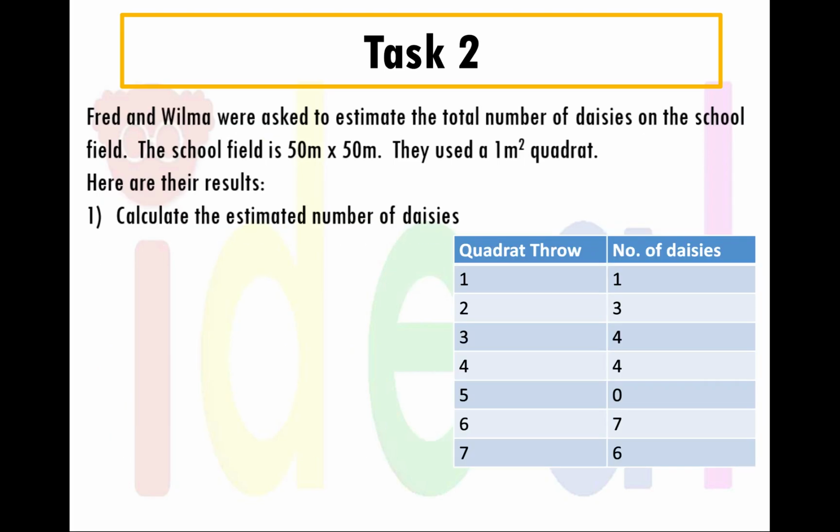So, taking everything that I've said up to this point in the video into account, I want you to have a look at this question. It says, Fred and Wilma are asked to estimate the total number of daisies on the school field. The school field is 50 metres by 50 metres and they use a 1 metre square quadrat. Here are their results. So we've got 7 quadrat throws and we've got a different amount of daisies in each quadrat throw. So what I would like you to do is to calculate the estimated number of daisies in the entire school field. Now it might be that you can do that straight away.